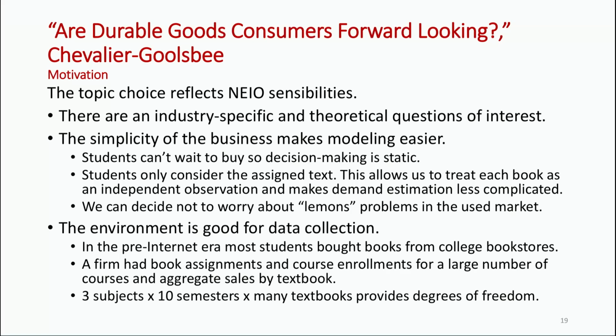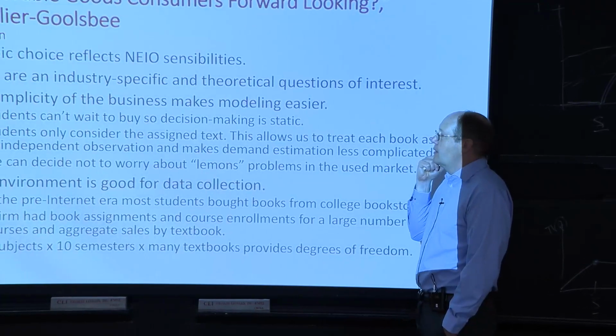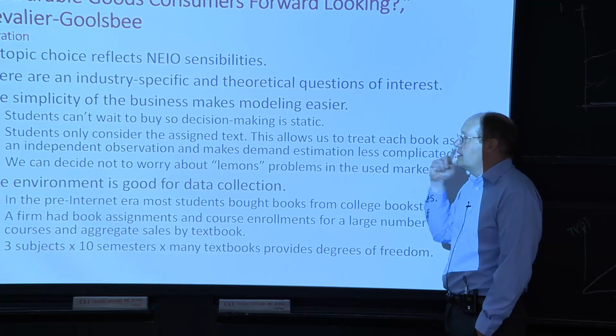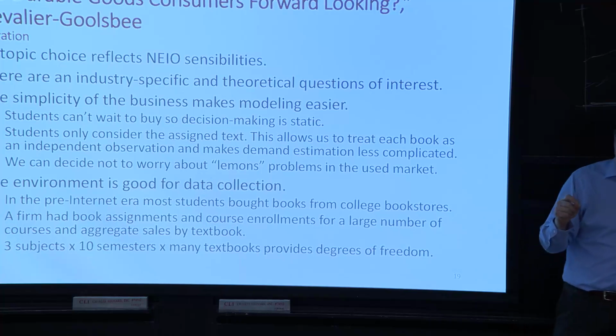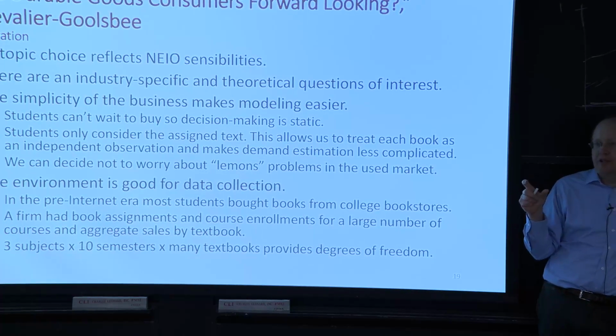If you're trying to study durable goods and forward-looking consumers, you can see why this paper does what it does. First, in addition to studying durable goods, they get an industry-specific question of interest at the same time. It's good to do two things instead of one in a paper. There are also aspects of this textbook example where the simplicity of the business makes the modeling easier. For instance, all consumers have to either buy the textbook in the first week of the semester or the week before the semester starts, or not at all.